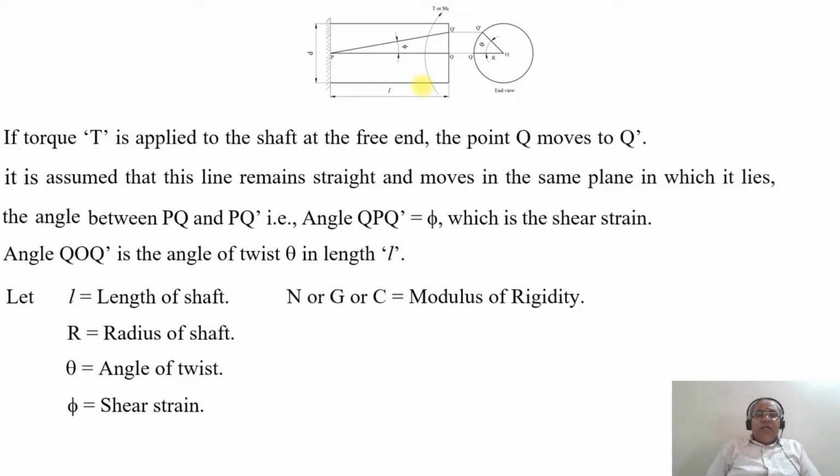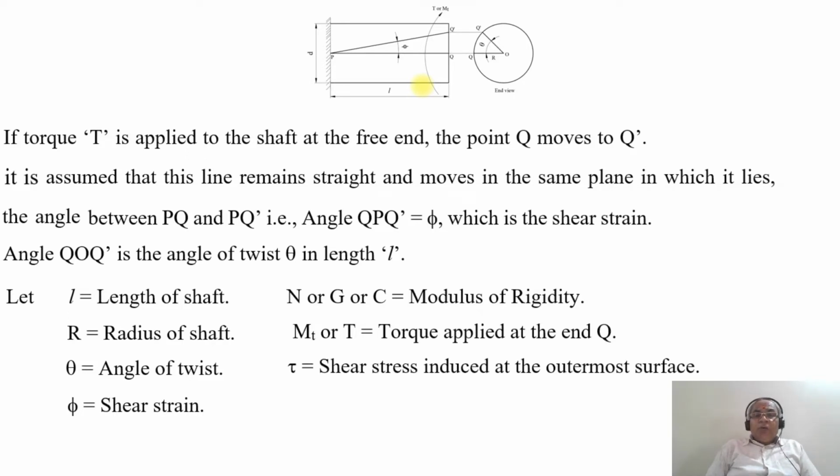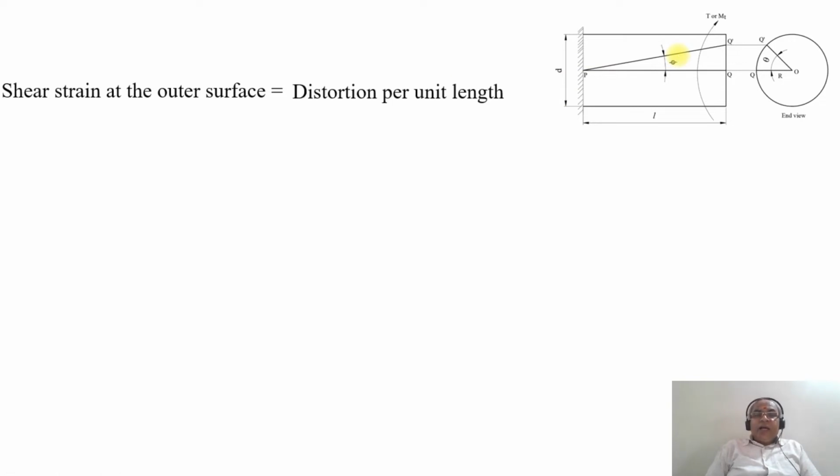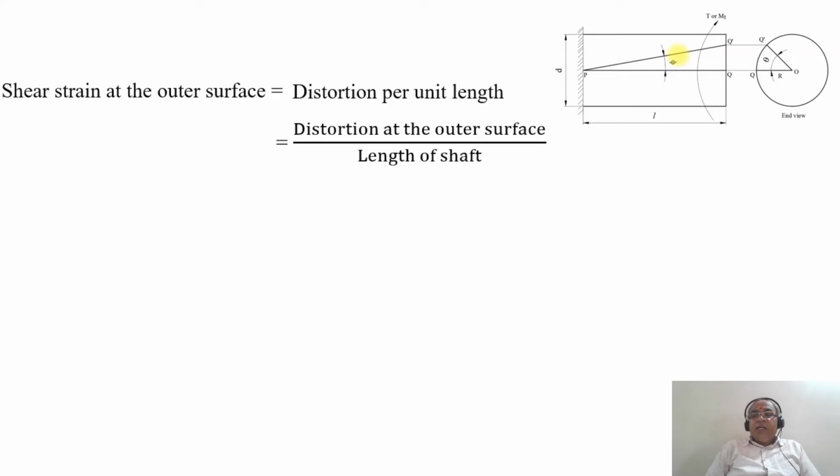N or G or C will be the modulus of rigidity. T is the torque applied at the end Q. Tau is the shear stress induced on the outer surface of the shaft. So what is the shear strain of the outer surface of the shaft? Shear strain, which is phi, will be equal to distortion per unit length. What is distortion per unit length? Distortion at the outer surface divided by the length of the shaft. What is the distortion of the outer surface?